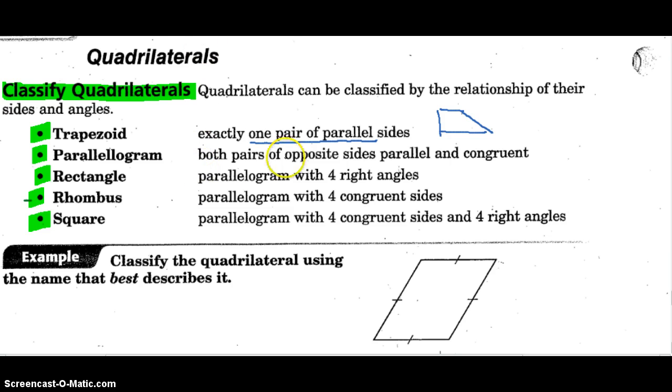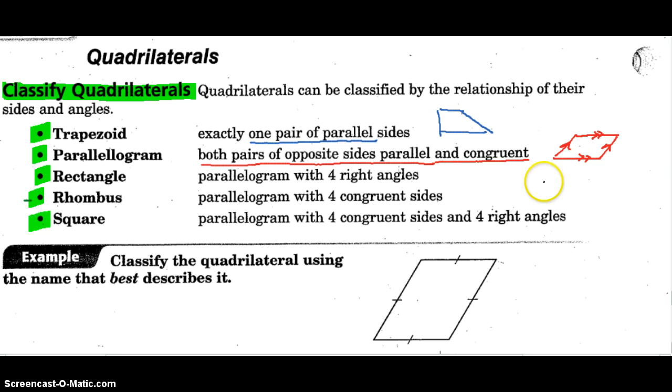For a parallelogram, both pairs of opposite sides are parallel. And by the way, they're also congruent. So a parallelogram usually is a squished rectangle where you've got both pairs of opposite sides parallel. We'll do the arrows, which means parallel.